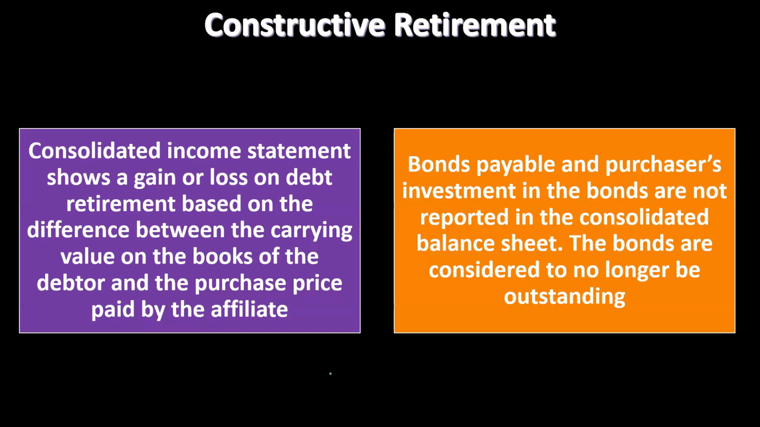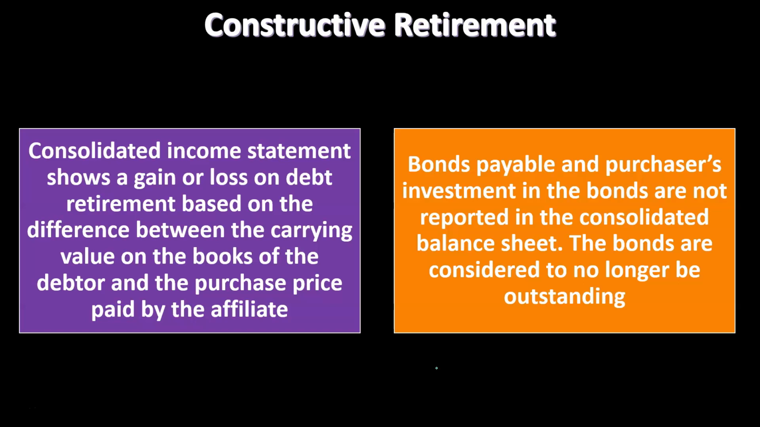A consolidated income statement shows a gain or loss on debt retirement based on the difference between the carrying value on the books of the debtor and the purchase price paid by the affiliate. So during this constructive retirement process, we could have a gain or loss that is reflected as a result. Bonds payable and the purchaser's investment in the bonds are not reported on the consolidated balance sheet. So in essence, when we remove this, we would be removing the bonds payable and the investment as a result of this transaction. The bonds are considered to no longer be outstanding, because they're constructively retired.